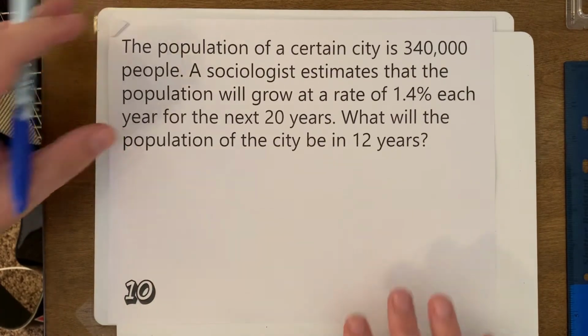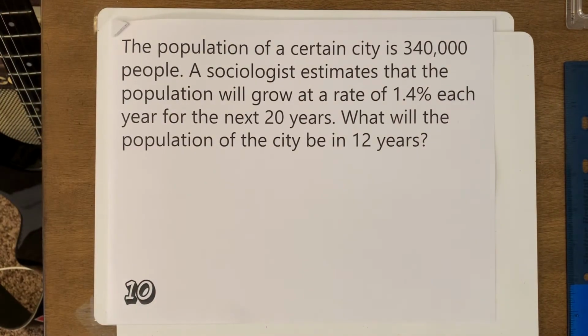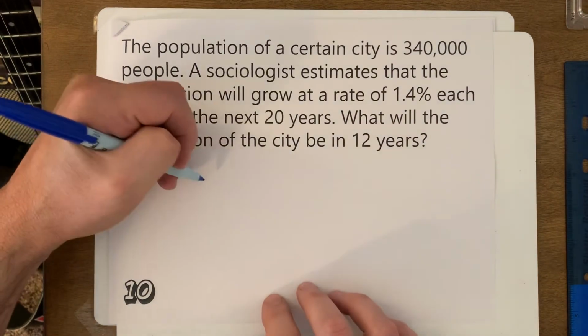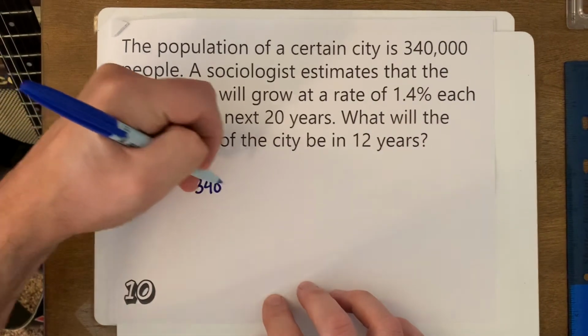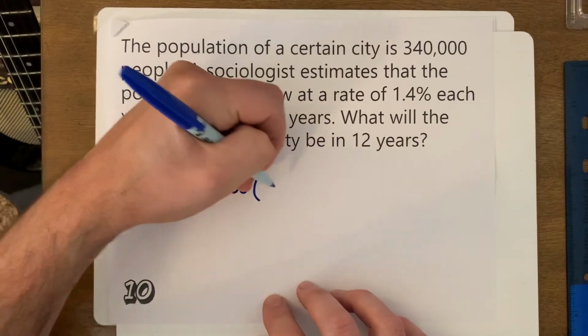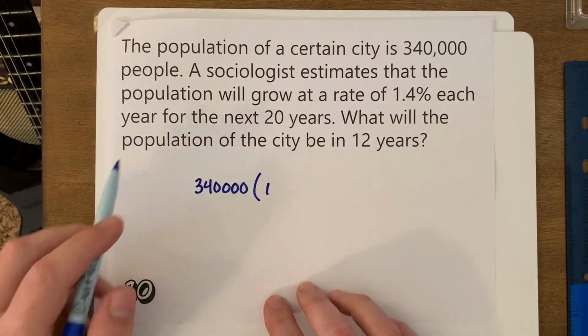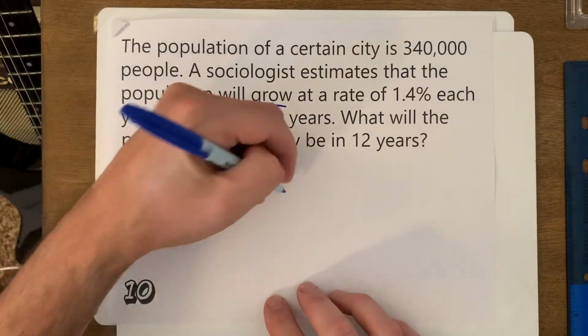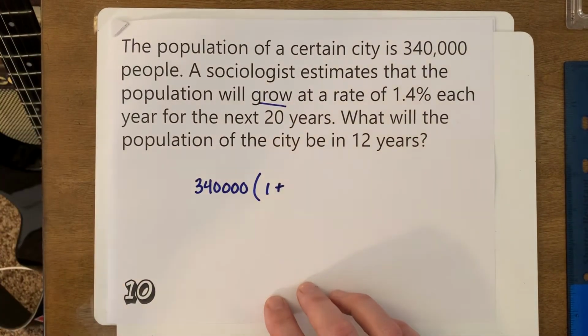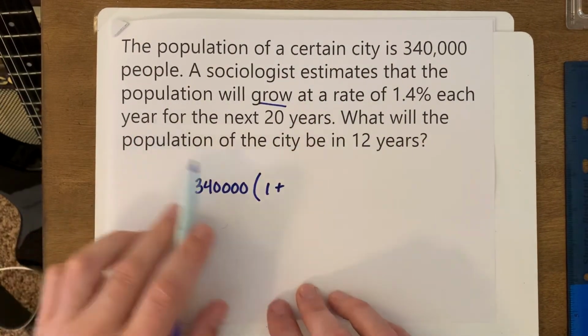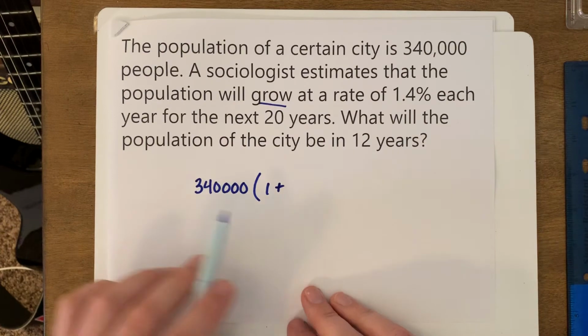The population of a certain city is 340,000 people. A sociologist estimates that the population will grow at a rate of 1.4% each year for the next 20 years. What will the population of the city be in 12 years? All right, so we're starting out with 340,000 people. Okay, we do have growth because it says grow, right? Plus, and we're talking about 1.4% each year, so it's not going to be compound.